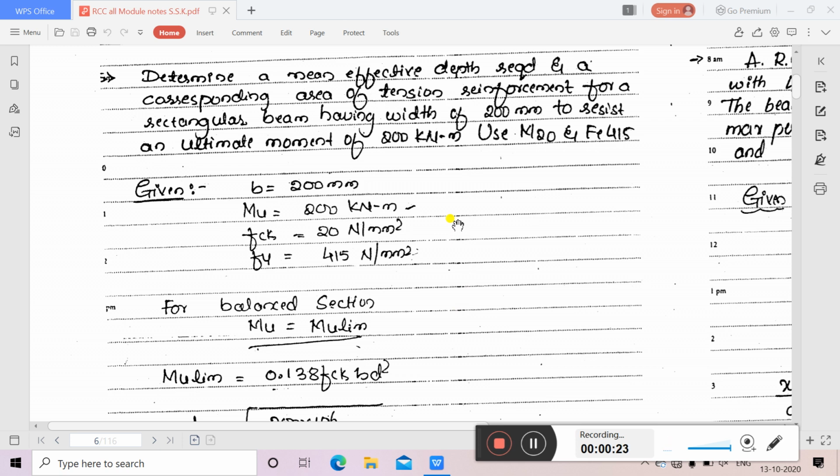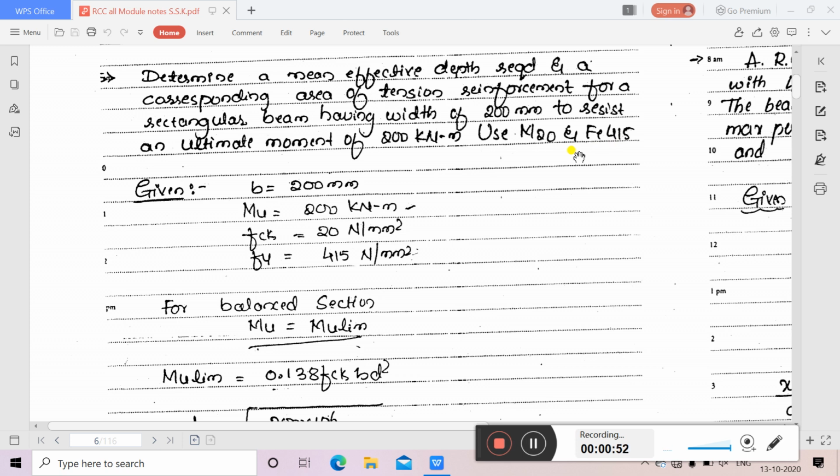Here in this problem, first I'm taking this problem. Determine the mean effective depth required and a corresponding area of tension reinforcement for a rectangular beam having width of 200 mm to resist ultimate moment of 200 kilonewton meter. Use M20 grade concrete and Fe415 steel. This is the problem which is given.